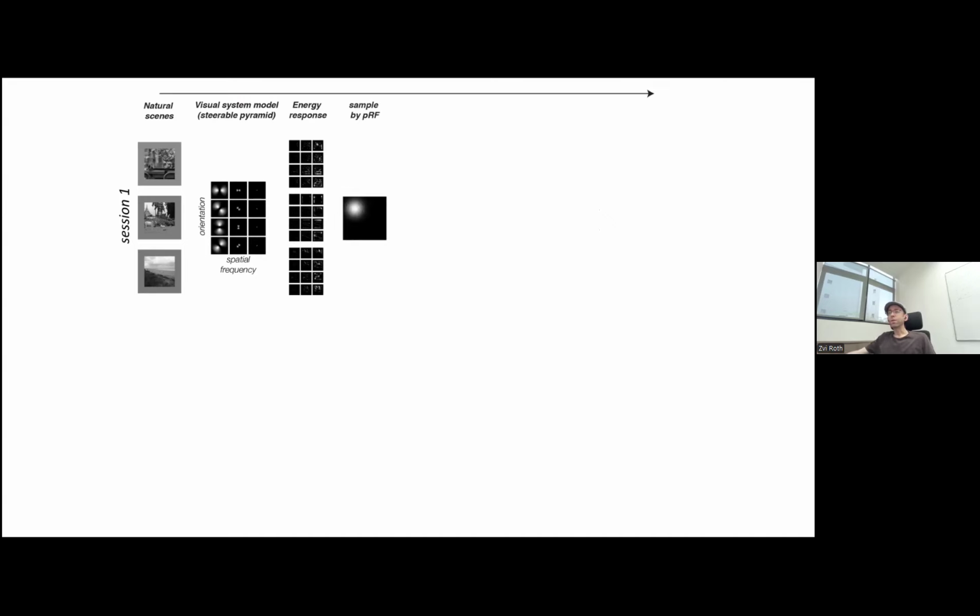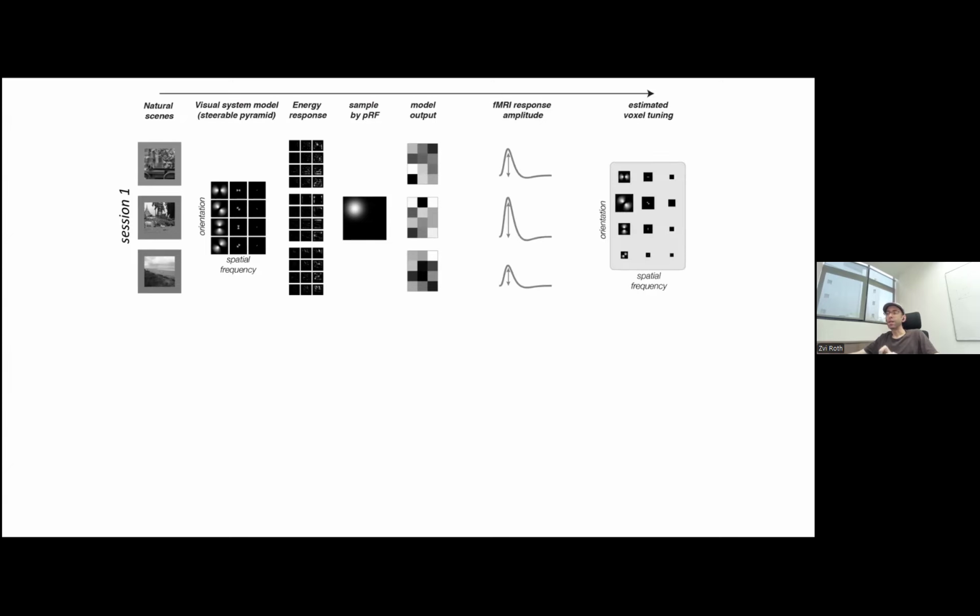Okay, then for every voxel in V1, we take the voxel's receptive field, the pRF, which was estimated in a separate session, and we use it to sample each filter's response. So this model output tells us how much energy at each orientation and spatial frequency falls within the voxel's pRF. Now, we also have the voxel's response amplitude to each image. So we perform multiple linear regression using the outputs of each model filter to predict the voxel's responses. And that gives us, for a single voxel, weights for each model filter. Okay, basically that tells us how much each spatial frequency and orientation determines this voxel's response. Okay, it's a bit like a two-dimensional tuning curve for orientation and spatial frequency.